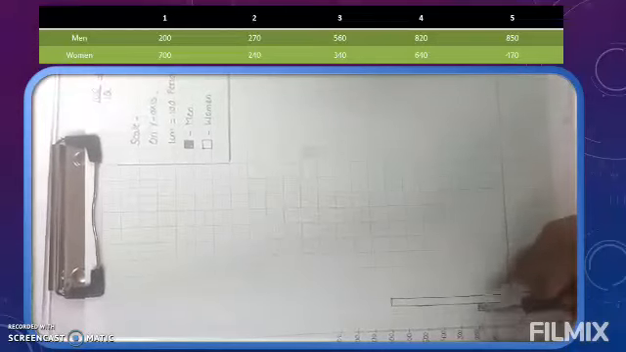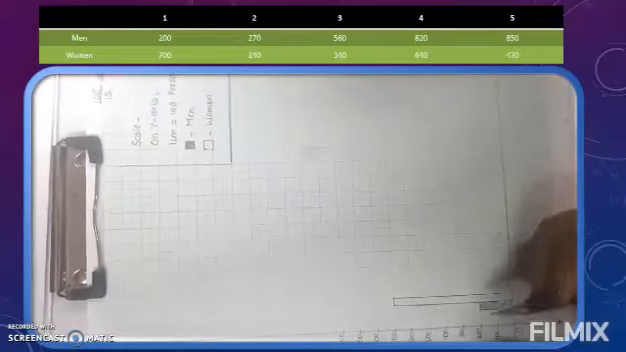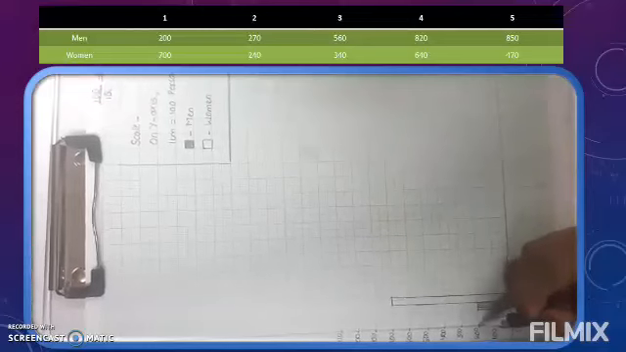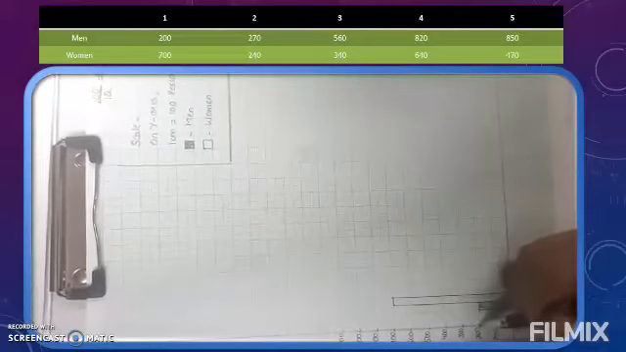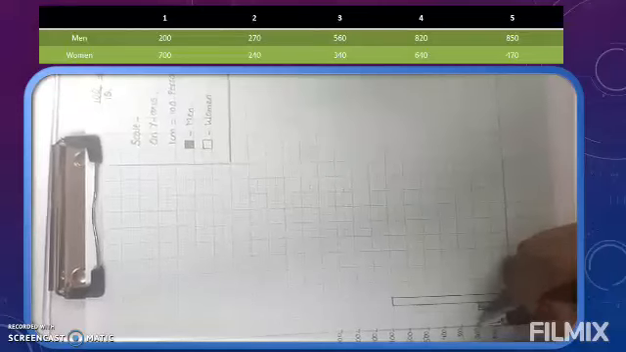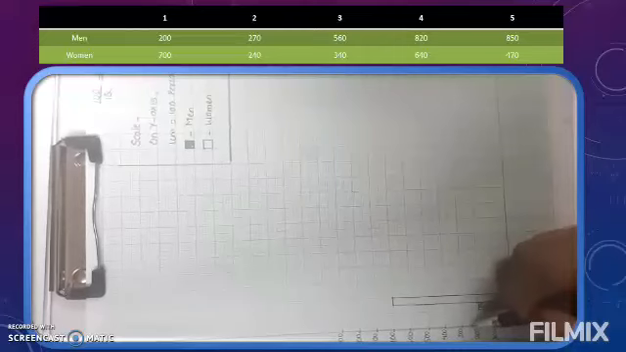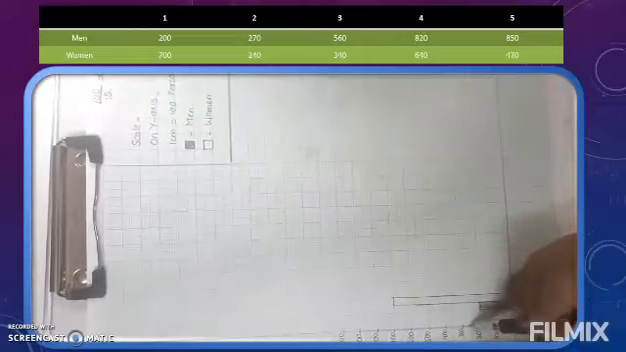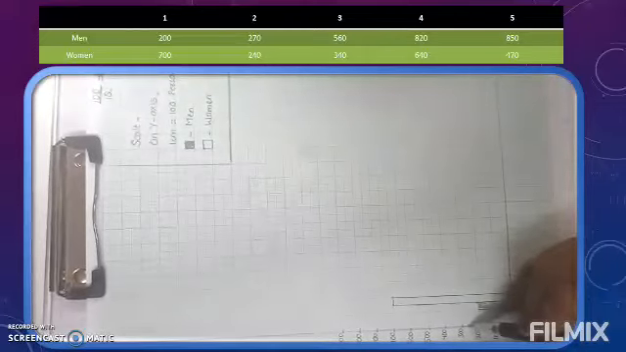270. Means our one thin line stands for 10. So check it. 200 we have here. So 200 plus 10, 210. Second line will be 20. Third line 30, 240, 250, 260, 270. Means our seventh line will represent 270.